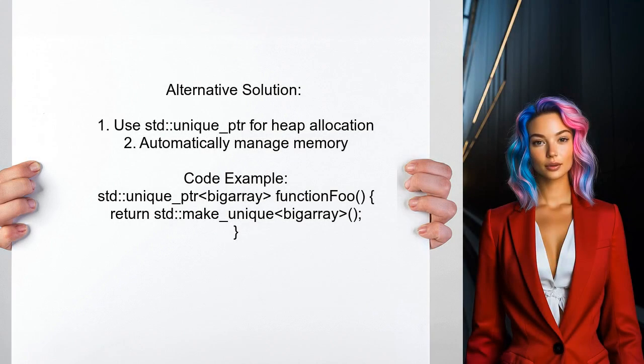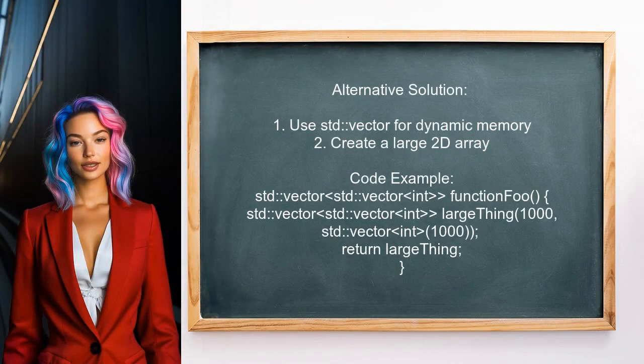One alternative solution is to use a unique pointer to allocate the large array on the heap. This way, you avoid stack overflow issues. The unique pointer automatically manages memory, so you don't have to worry about deleting it later. Another approach is to use std::vector, which dynamically manages memory on the heap. This allows you to create a large 2D array without worrying about stack size limitations.